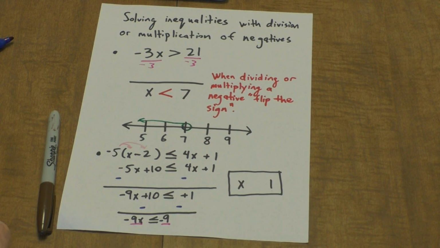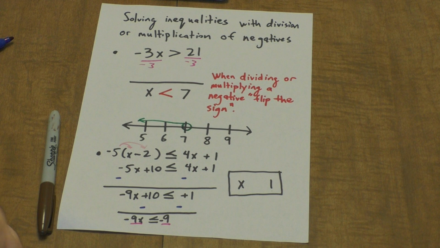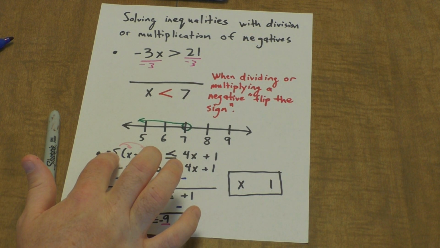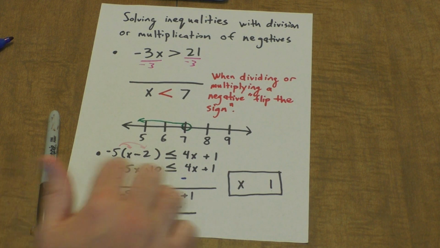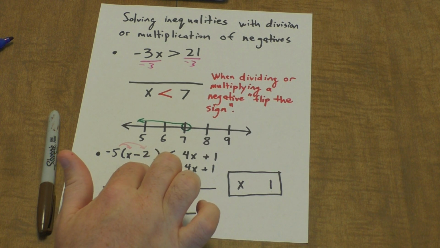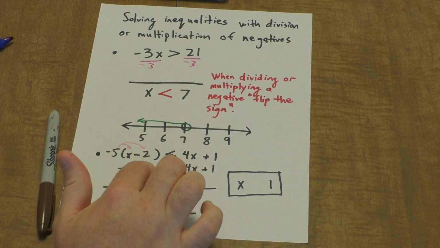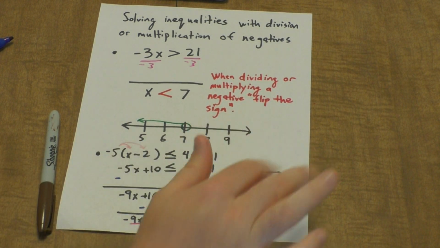All right, so this next question: negative 5 times the quantity x plus negative 2 is less than or equal to 4x plus 1. I know in the earlier video I had said, if you have a number outside the parentheses, to go ahead and divide it. In this case, it'll actually make it a little harder. So I went ahead and I distributed. I have negative 5x plus 10, because negative 2 times negative 5 is plus 10. And it makes it a little harder because I have a variable on the right side.